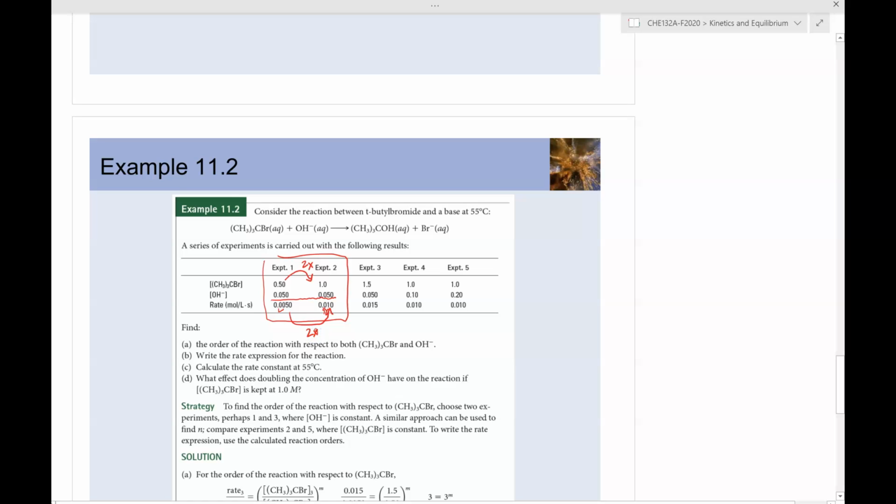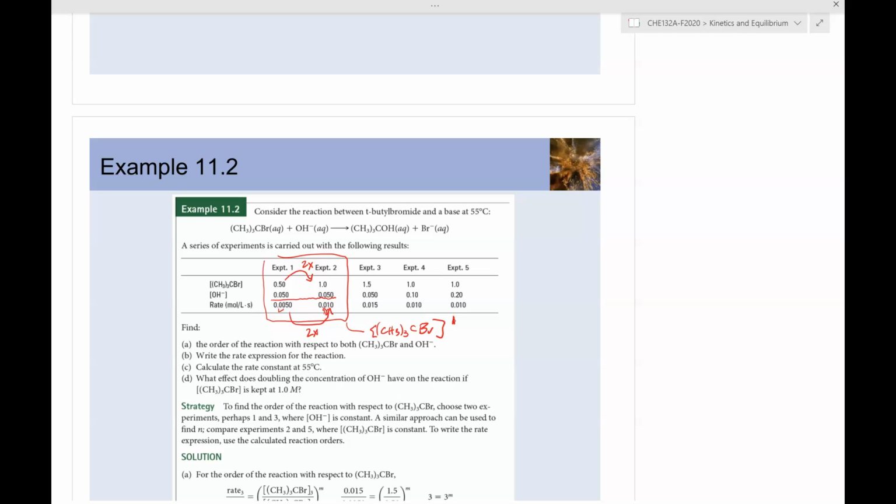So from that little experiment right there, I can say that the order with respect to T-butyl bromide is probably first order. And again, I can do that because I'm looking at the effect on the rate. I doubled the concentration between 1 and 2 of the T-butyl bromide. The concentration of hydroxide stayed the same. The rate doubled. 0.01 divided by 0.005 is 2. So that worked out that way.